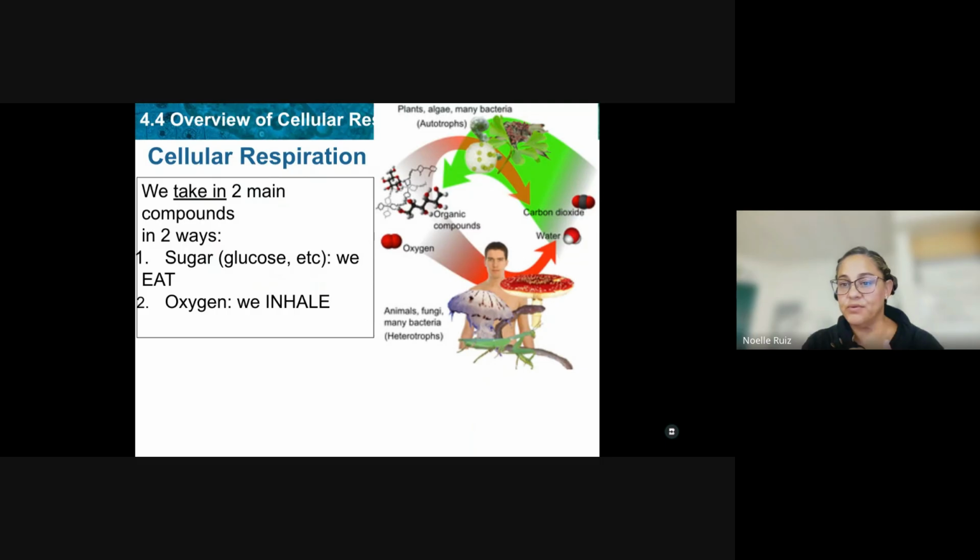So during cellular respiration, we take in two main compounds. And we just talked about those two main compounds.